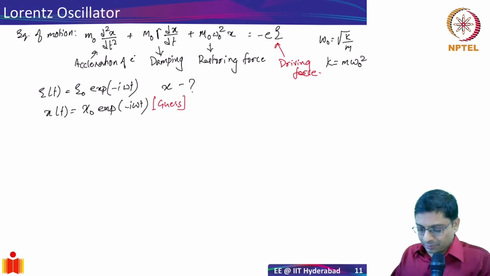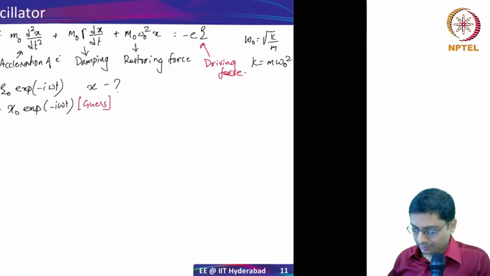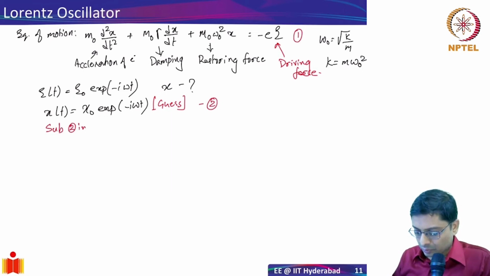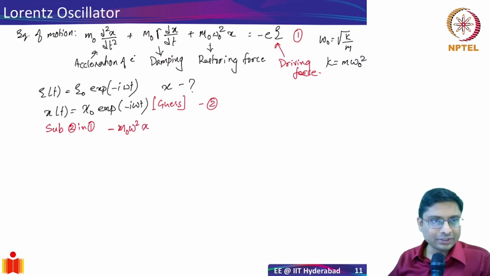Now, if you make this sort of guess, how do you solve this? Essentially you have two equations here. Let's say this is equation 1 and this is equation 2. Substitute 2 in 1. Essentially you have d square x by dt square, the second derivative of x. There will be i, so i square, so minus m naught omega square x. I'll strike out the exponential dependencies, so I'll simply write it as x naught.